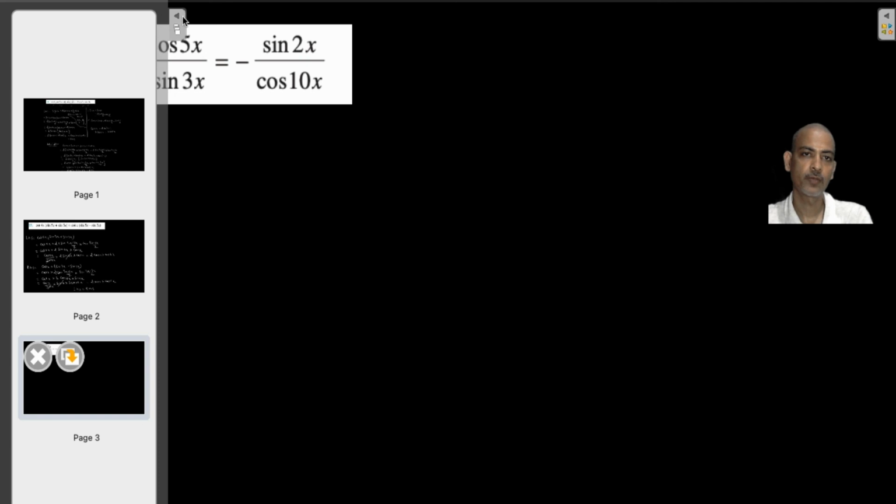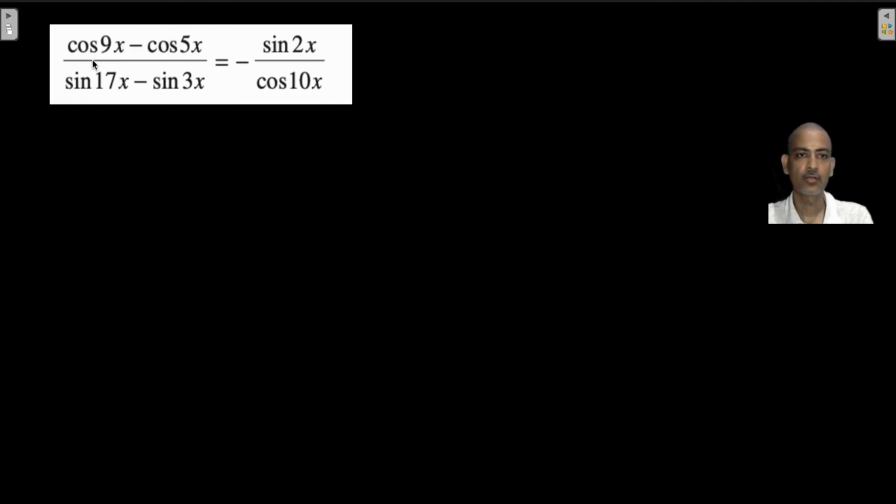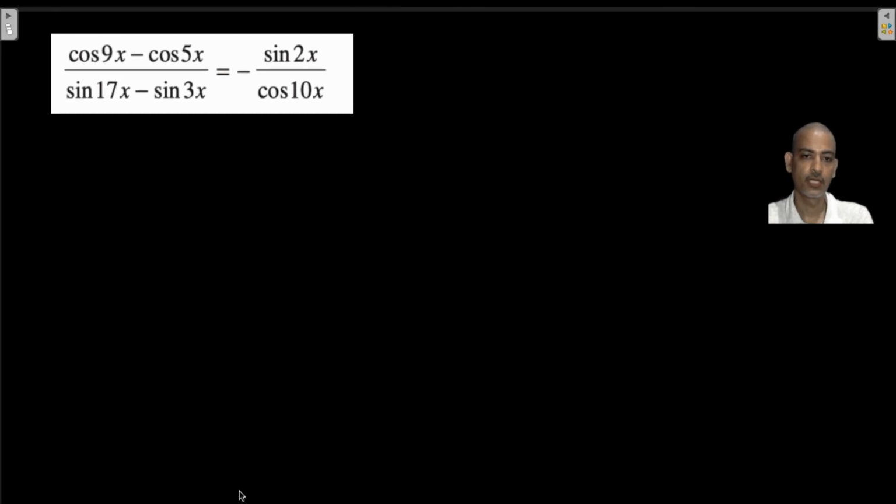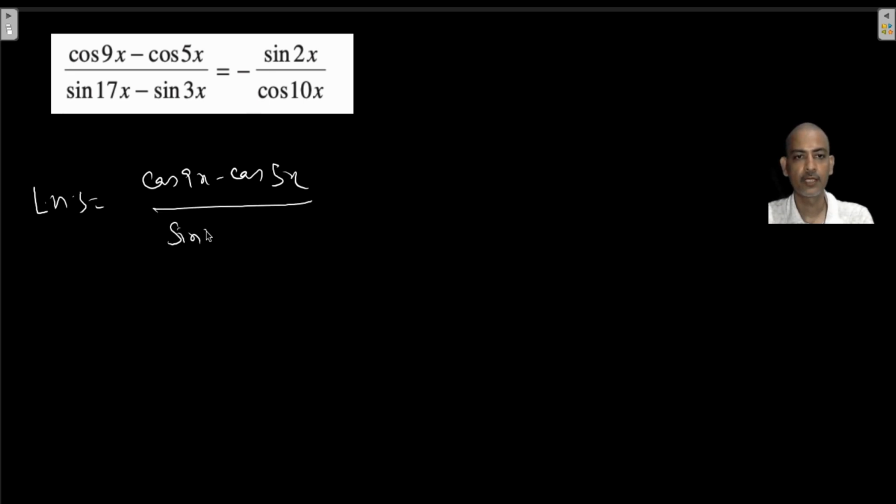So my next problem is this. It's saying cos 9x minus cos 5x divided by sin 17x minus sin 3x. So here the left hand side is much more complicated than the right hand side. So let's work with the left hand side and see where we land. Let's write LHS. What is my LHS? Cos 9x minus cos 5x divided by sin 17x minus sin 3x.